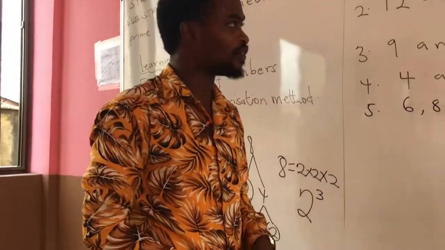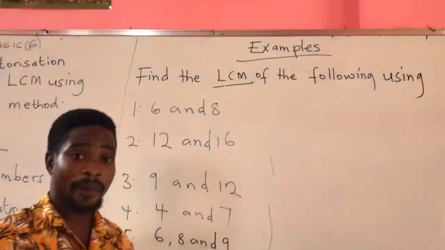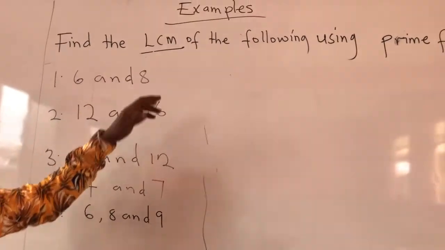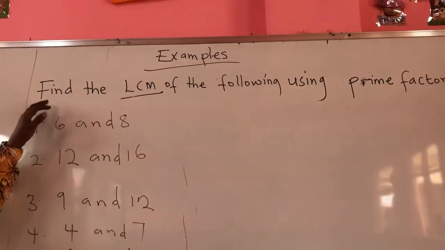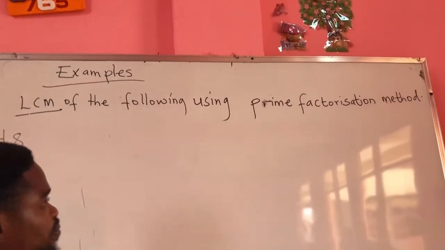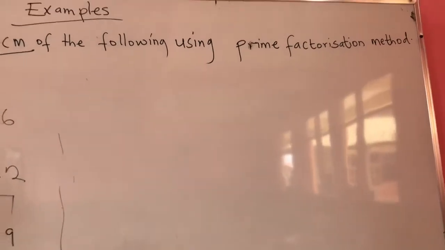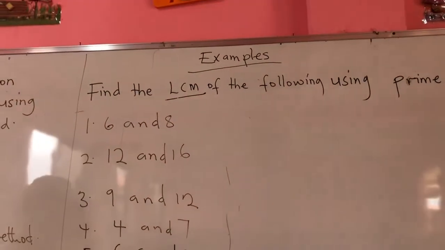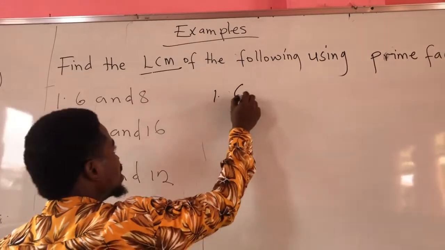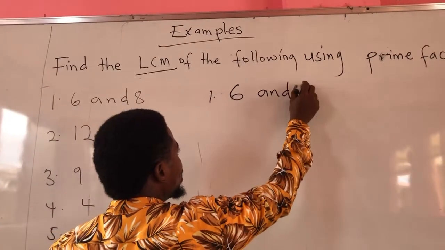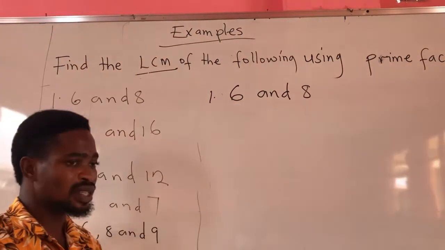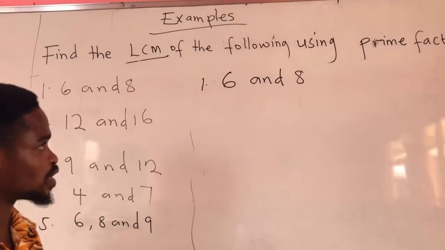Now today we have a few questions here that will help us to understand this mathematics. So we have a few examples here. I'll read the heading. Let's find the LCM of the following using the prime factorization method. Let us tackle the first question. The first question is 6 and 8. So we find the factors under prime factorization.